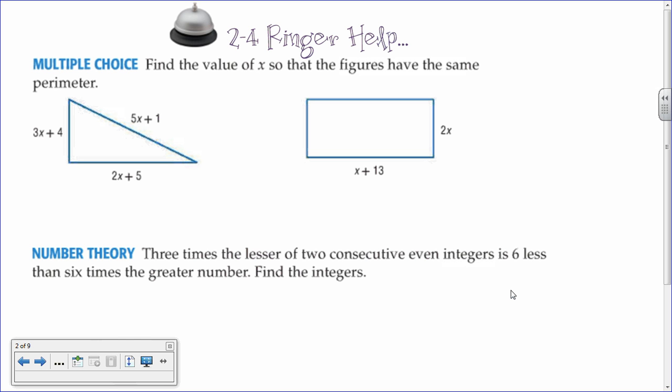Multiple choice: find the value of x so that the figures have the same perimeter. What would I do with both these shapes? What could I put in between them? What is the same as and why? Good. So could I just put an equal sign in between those two? Okay, so basically now you just got to find the perimeter of that shape.